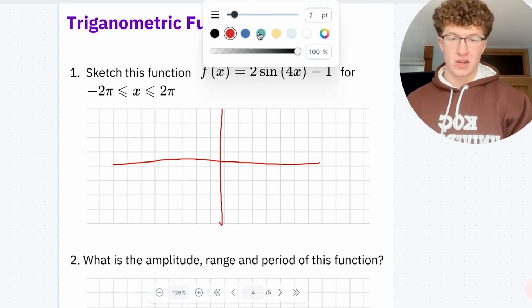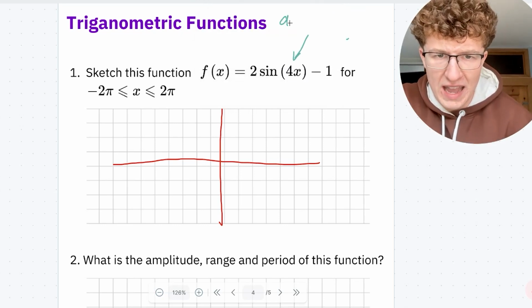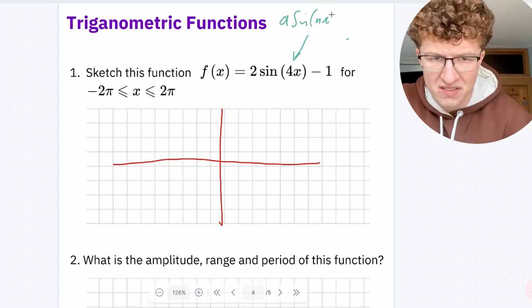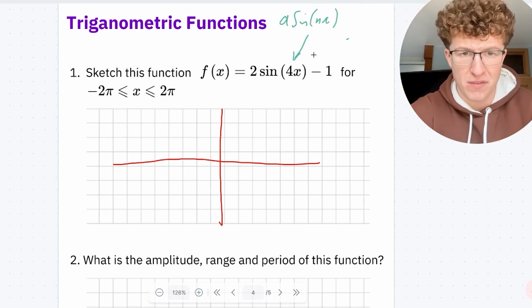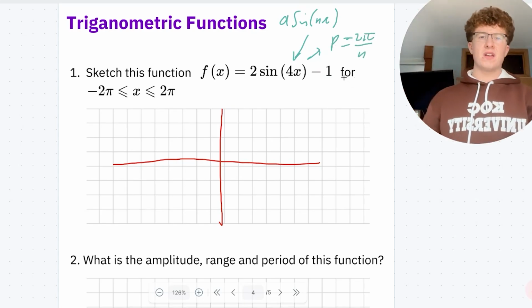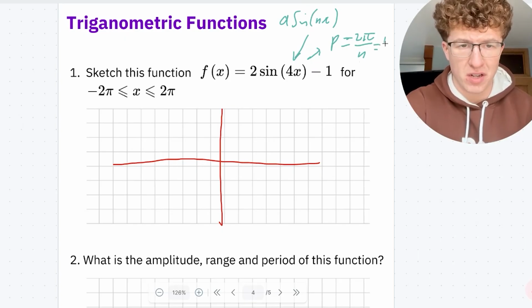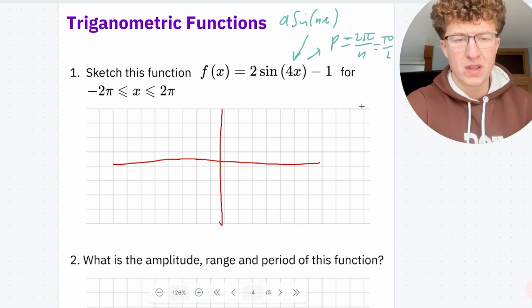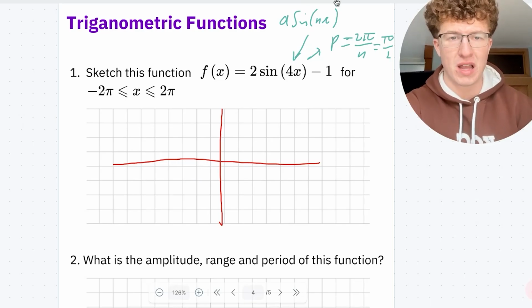Remember, I'll draw it over here in green. The period, or this is kind of like a sine nx. That's the general form we normally work with. So n in this case is going to be 4. So the period is going to be 2 pi divided by n. So n in this case is just 4. So we know the period is going to be pi over 2. So instead of the period being 2 pi, it's going to be pi over 2. So we know it's going to fluctuate a lot more.